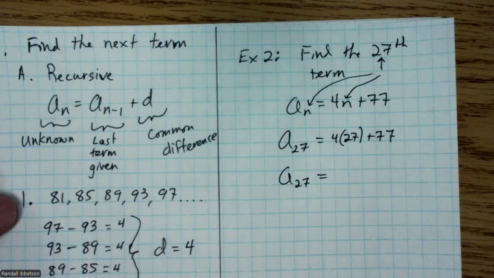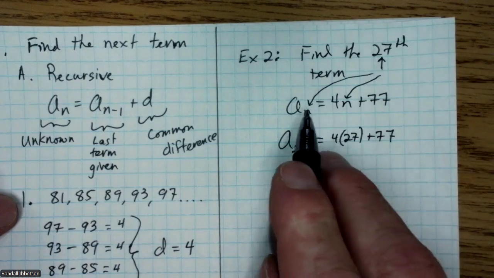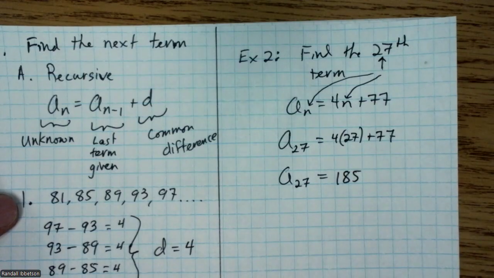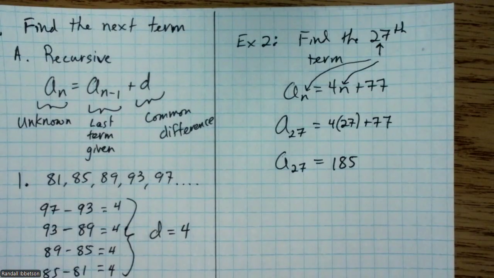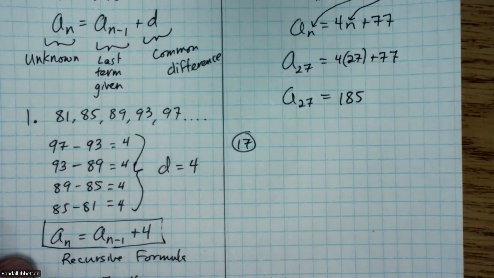If you use your Desmos calculator, you're going to get 185. So I use the explicit formula that I found just previously to find the 27th term, and it'll work for any term. Okay, now let's do a few problems so you can figure out what to do for the assignment I gave.